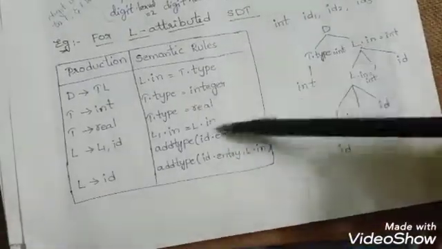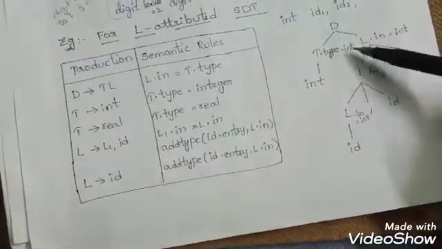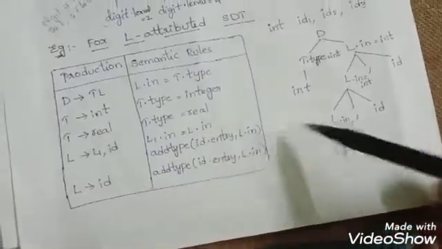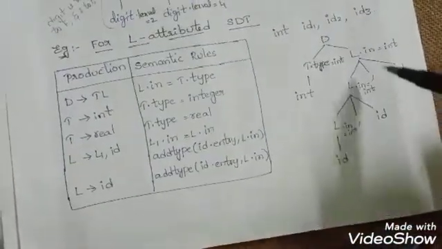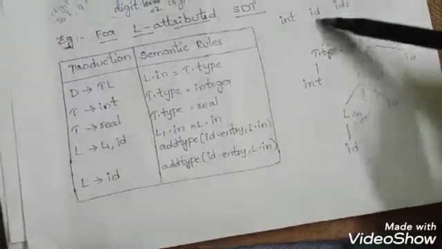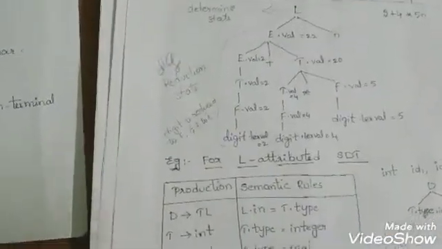Now we need to write the semantic rules here. T.type is equal to int, and L.in is equal to int, and L.in is equal to int. So here we got our expression id1, id2 and id3. So this is our S-attributed and L-attributed SDD.